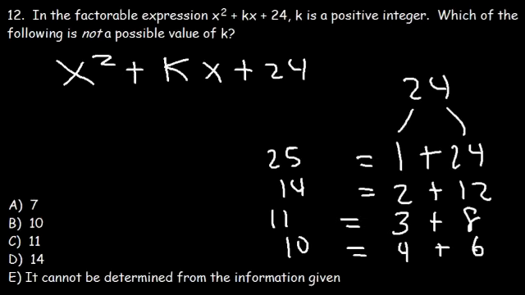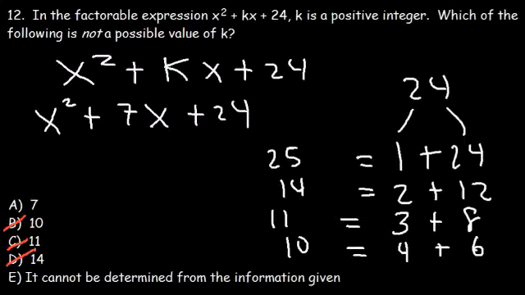So therefore we could eliminate D because k could be equal to 10. 6 times 4 is 24, but 6 plus 4 is 10. And so if k was 10, we could factor that expression. If k was 11, we could factor it as well. And if k is 14, we can factor it as well. However, if k is 7, we can't factor it. If we had x squared plus 7x plus 24, this expression is not factorable. What two numbers multiply to 24 but add to 7? We've already made a list of all the numbers that multiply to 24, and that's it.